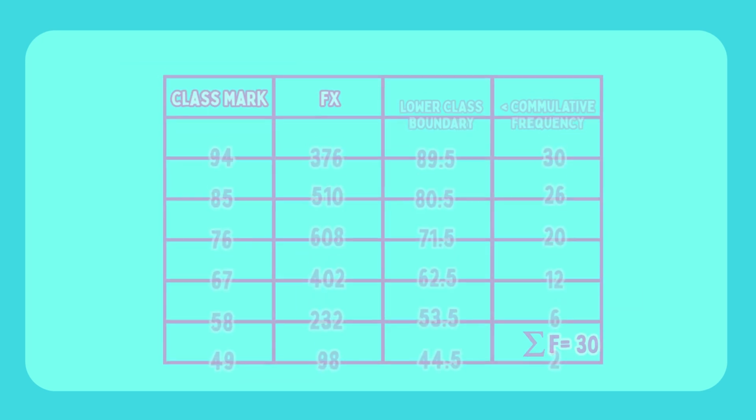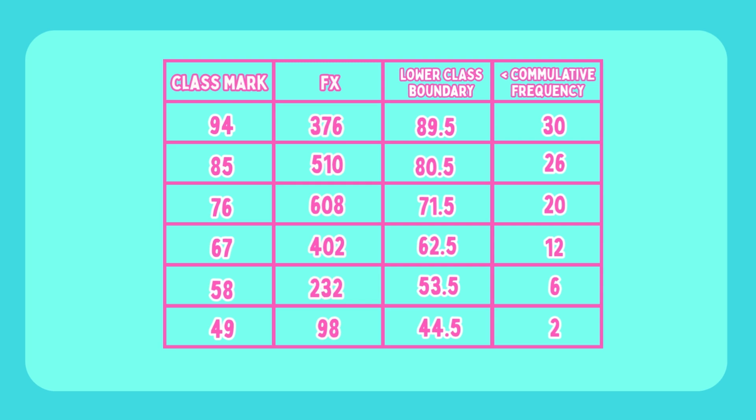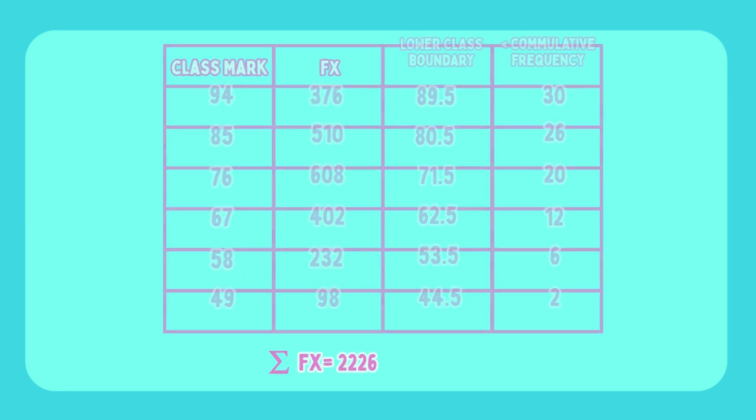Next, we're going to find the summation of our frequency times the class mark. So we have 376 plus 510 plus 608 plus 402 plus 232 plus 98 is equal to 2226. So that is our frequency times class mark. And just like that, we have a complete frequency distribution table.